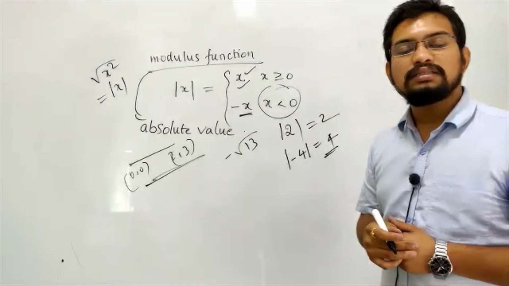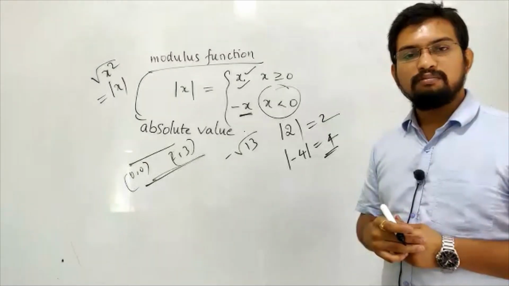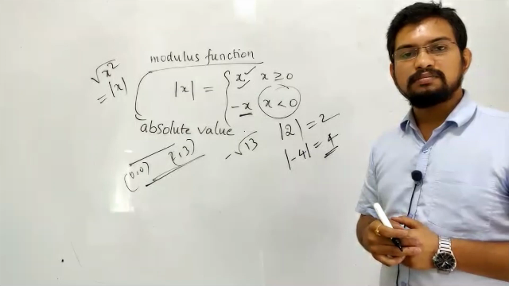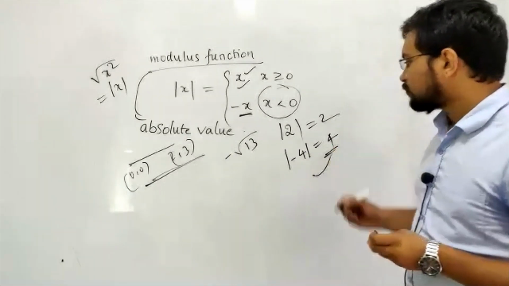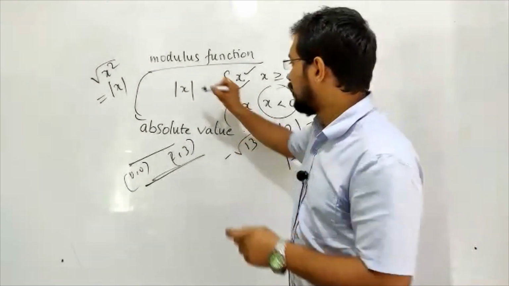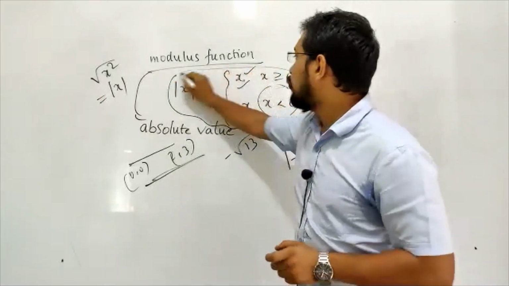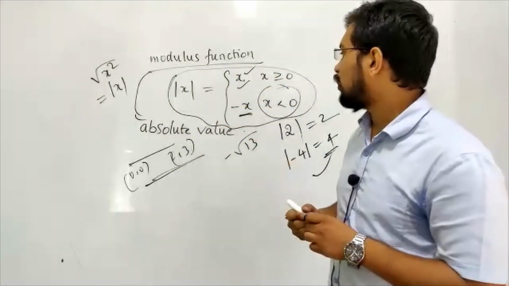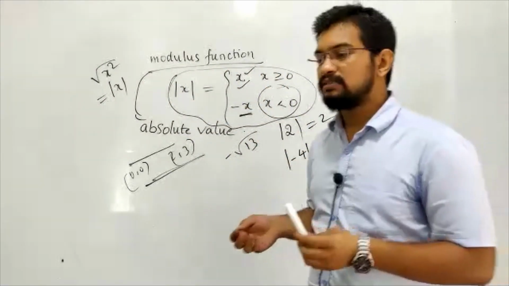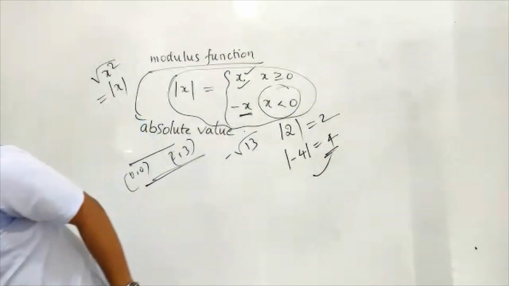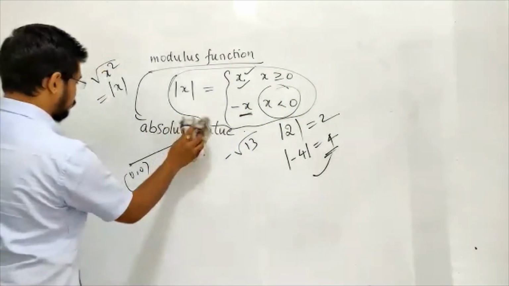So modulus is always this type of value. The definition of the modulus must be remembered. That is, mod x is equal to x if x is greater than or equal to 0, and minus x if x is less than 0. This is the definition for y is equal to mod x. Now let's proceed.